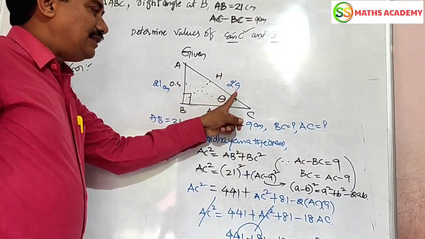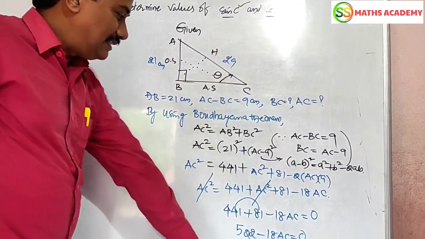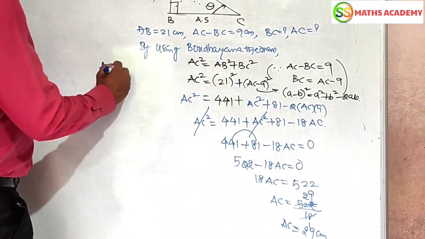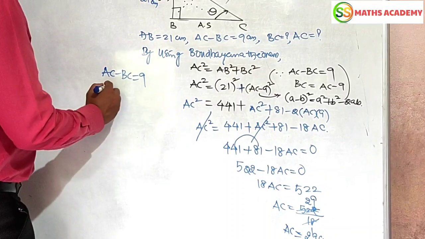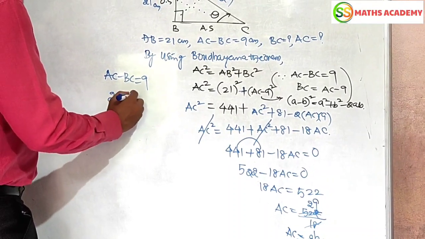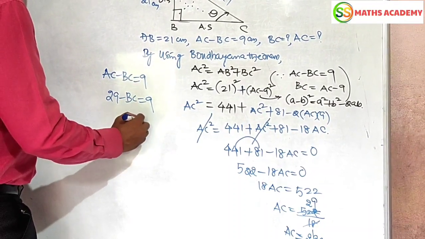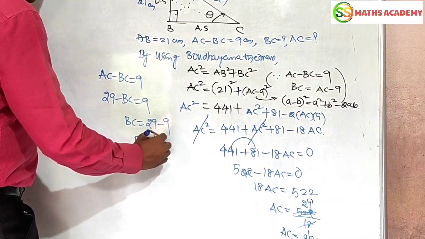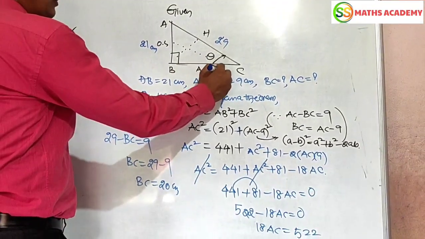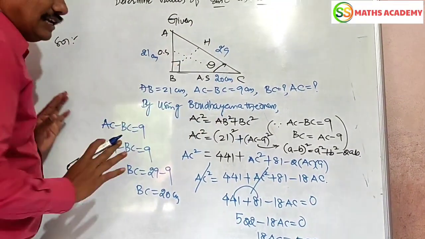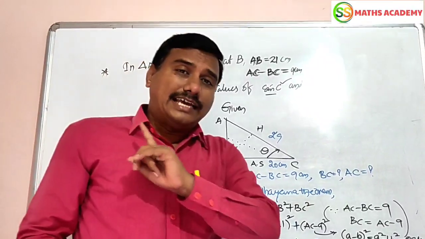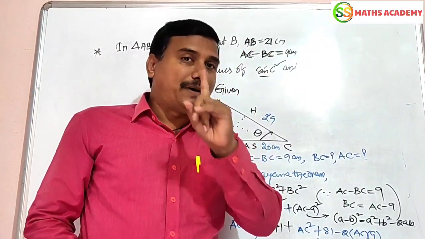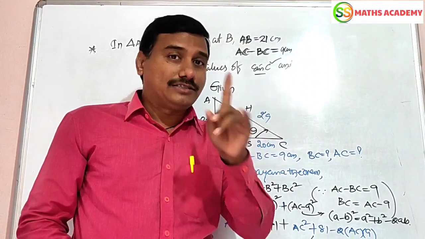AB is given, AC we found. Next, we should find BC. This AC value I have to substitute here, and you will get the BC value. AC minus BC equals 9, AC value 29 minus BC equals 9. So BC equals 29 minus 9, BC equals 20 centimeters. We got all three lengths. Remember, areas, volumes, lengths, perimeters should all be positive only. Don't take negative values.